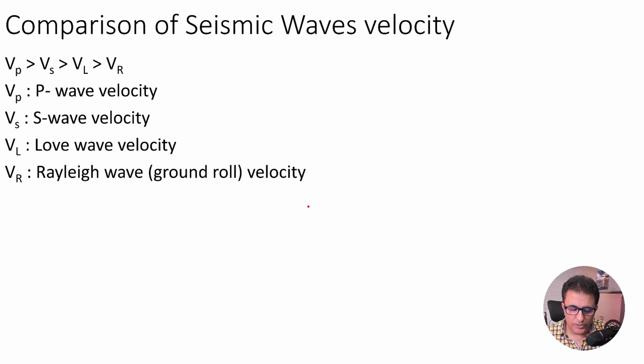If I want to talk about the speed of seismic waves, as you see here, the P wave travels fastest, and after that we have S wave, the Love wave, and Rayleigh wave. So when we want to compare the speed of different seismic waves, I can say that the Rayleigh wave has the slowest velocity and the P waves have the highest velocity.